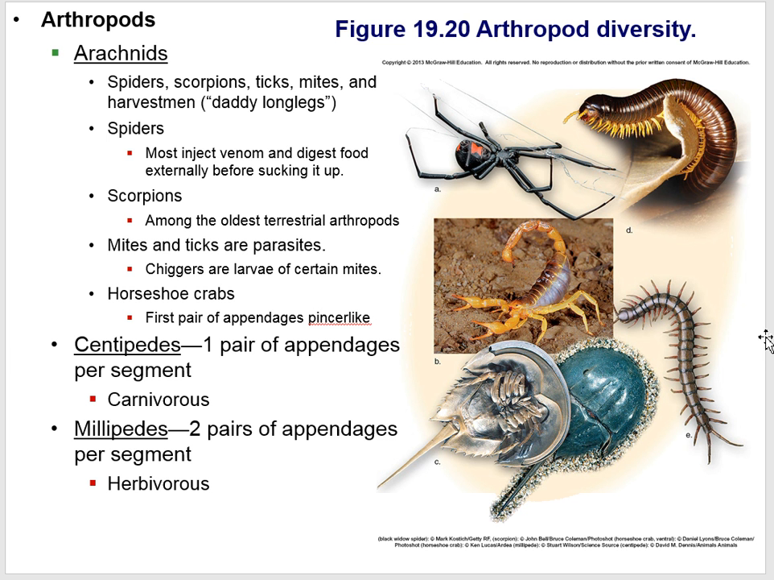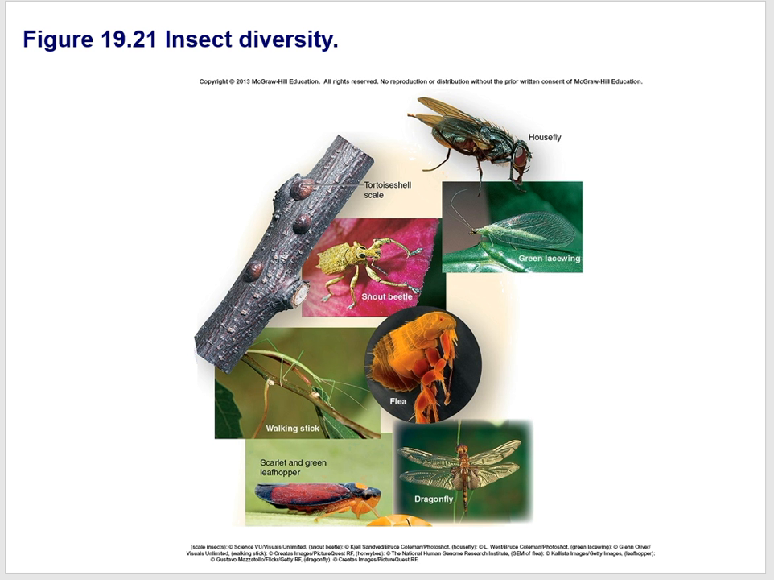Millipedes are the slower herbivorous creatures that have shorter legs, and they generally roll up in balls when they're threatened. So centipedes and millipedes, two separate groups of arthropods. Last group, the biggest group, are insects. So many different species of insects.